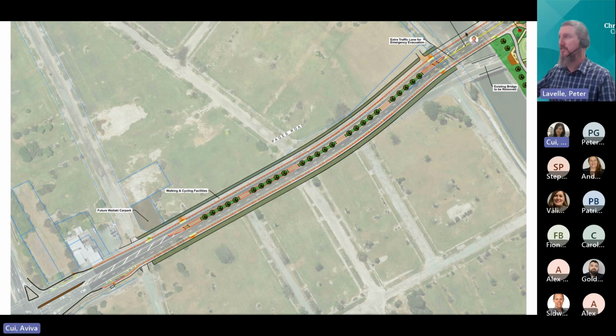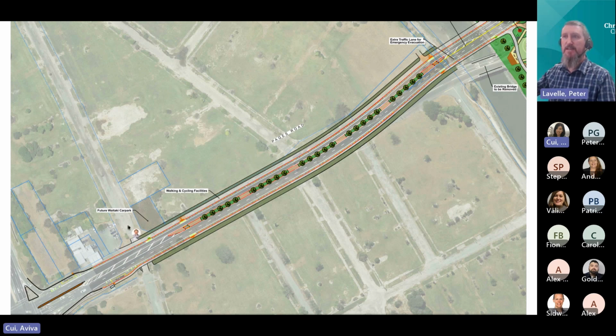Looking at what the cross section of the new Pages Road will look like, we will have two westbound lanes, we'll have one eastbound lane heading towards New Brighton. There'll be two westbound lanes to the city, and that, as I mentioned, is to increase capacity in the event of an evacuation.